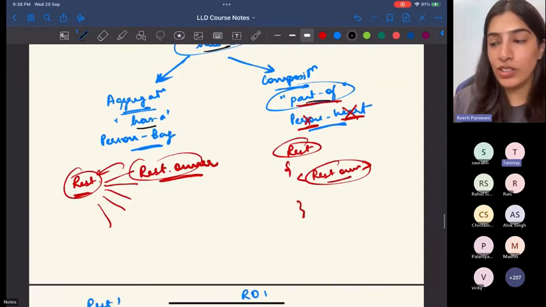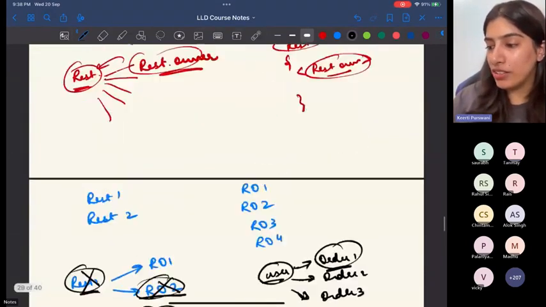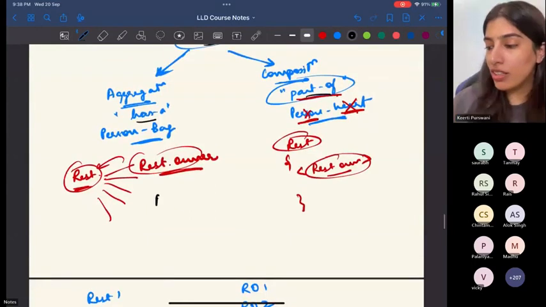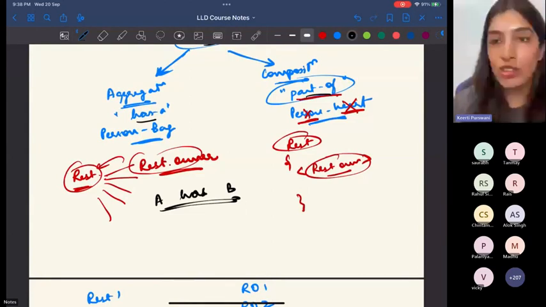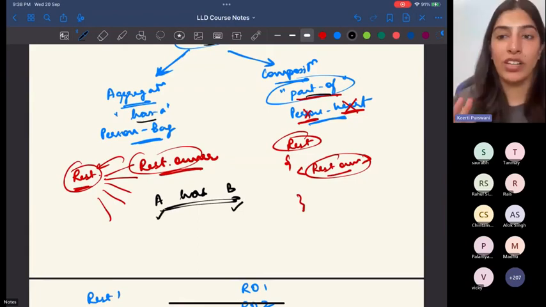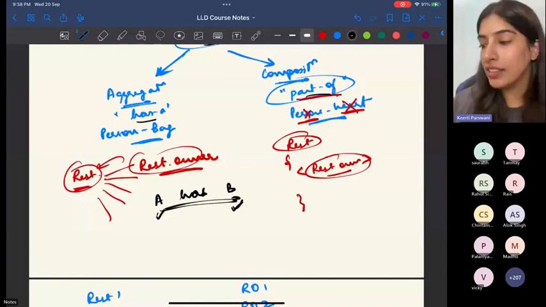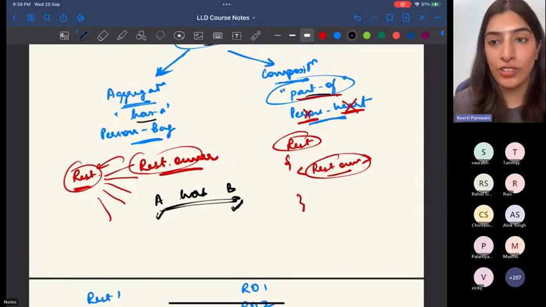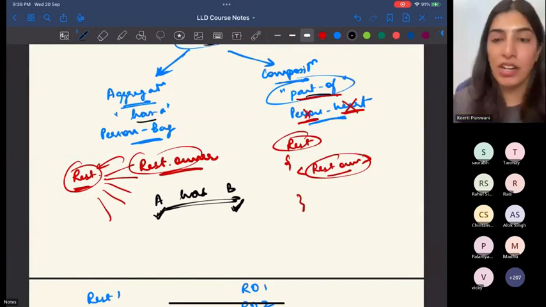That is how I also usually do it. So usually how it works is, let me show you like this. A has B. Now this can be either aggregation or composition. The question is, can B exist without A or not? If B can exist without A, it is aggregation. It is not part of. If B cannot exist without A, then it is composition. It is part of.